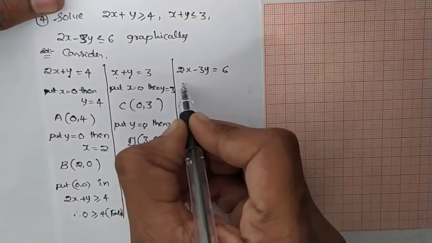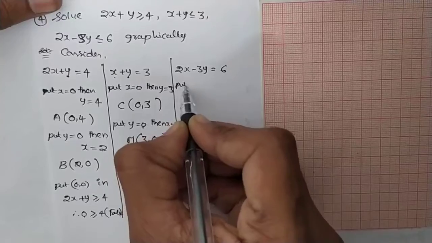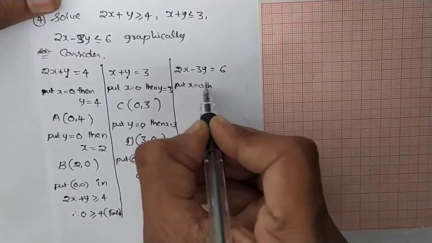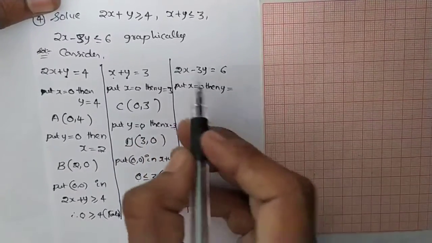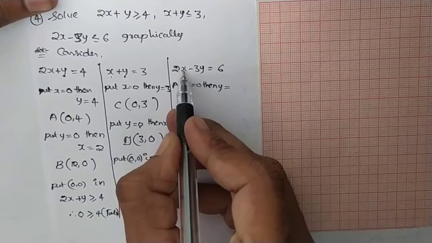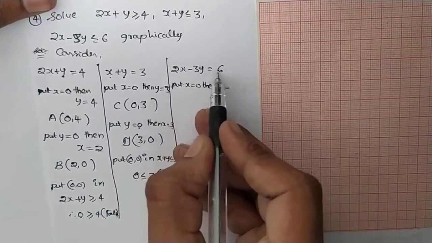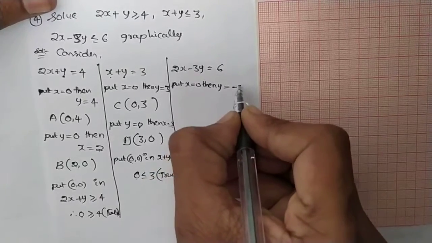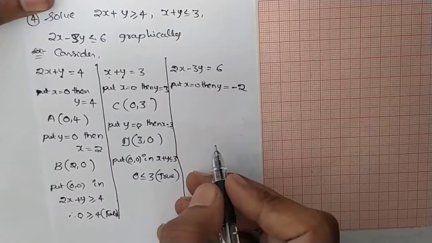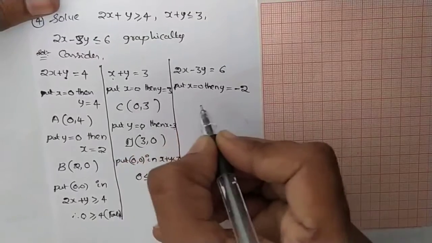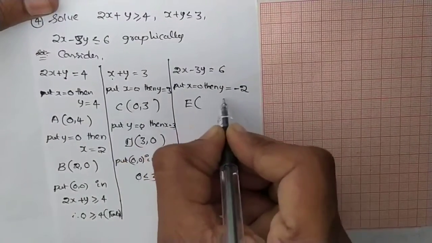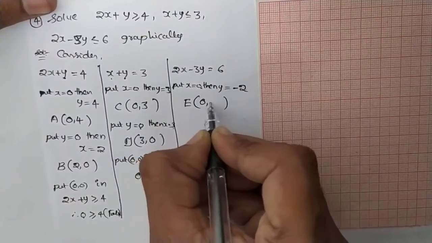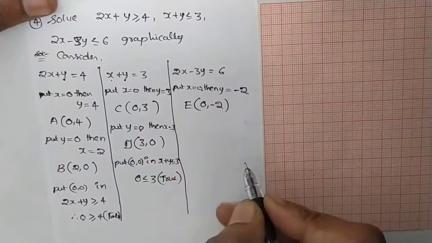Similarly, solve this third inequality. Put x equals to 0. Then y equals to what? If we put 0 in place of x, then 2 into 0 is 0. 0 minus 3y equals to 6. y equals to 6 by minus 3. Then y will be minus 2. Therefore, the point E is 0 comma minus 2.